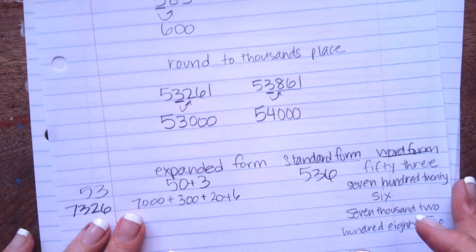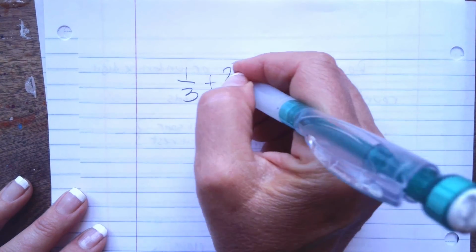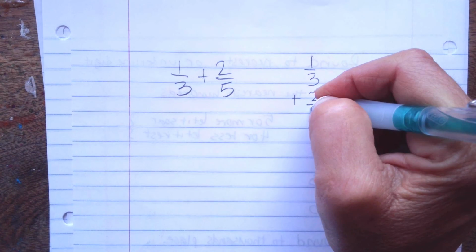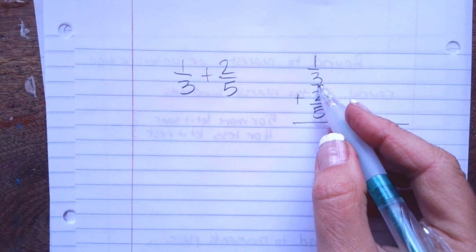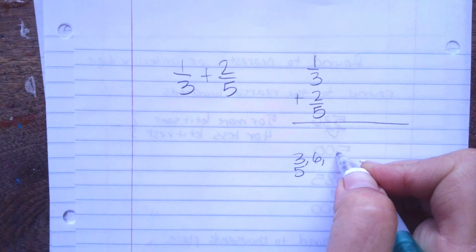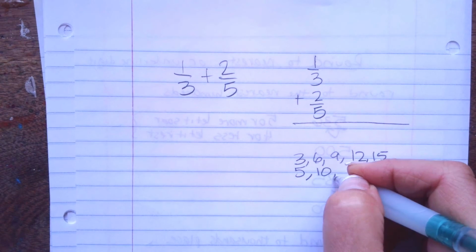Yeah. Okay. And then the final thing we're going to do today is we're going to add and subtract fractions with unlike denominators. 1/3 plus 2/5. So I like to write it going up and down instead of across because I want more room. And what we're first going to do is we're going to find a number that when you multiply up by this number, you would get to the same number.